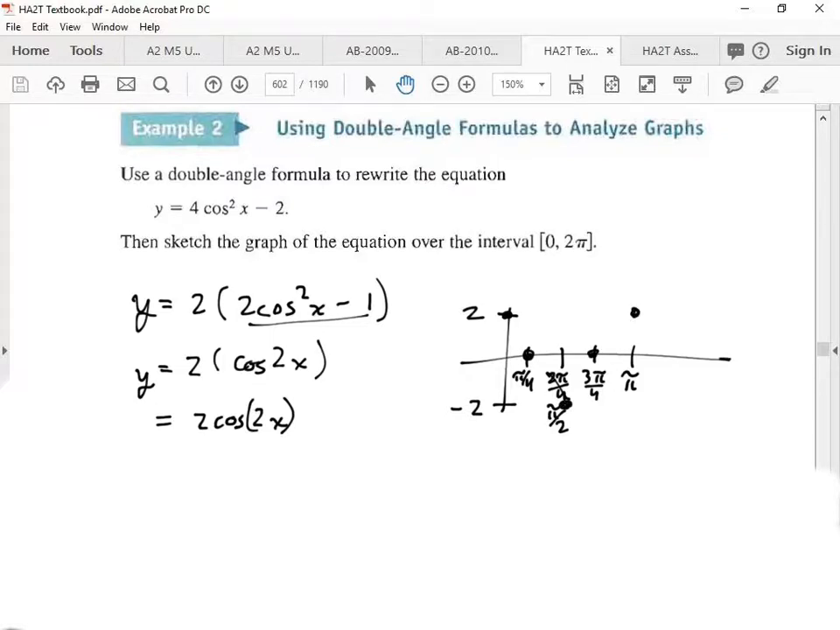But it says to graph all the way to 2 pi. That's what it says right here. It says from 0 to 2 pi. So I have to do that again. Midline, minimum, midline, max. There you have it. There's your graph. It's so pretty. All done.